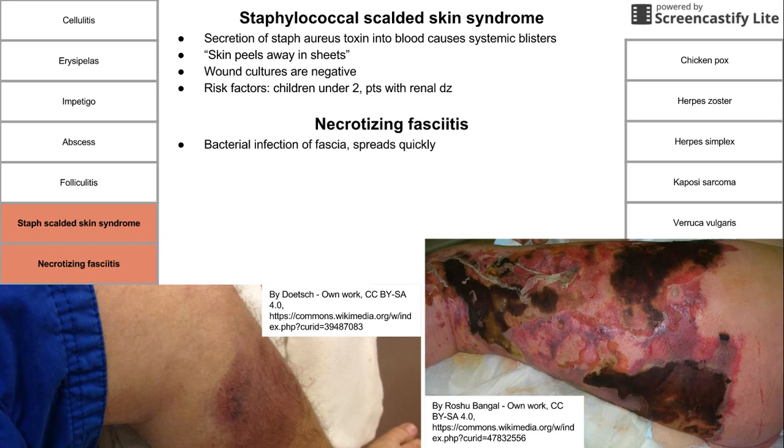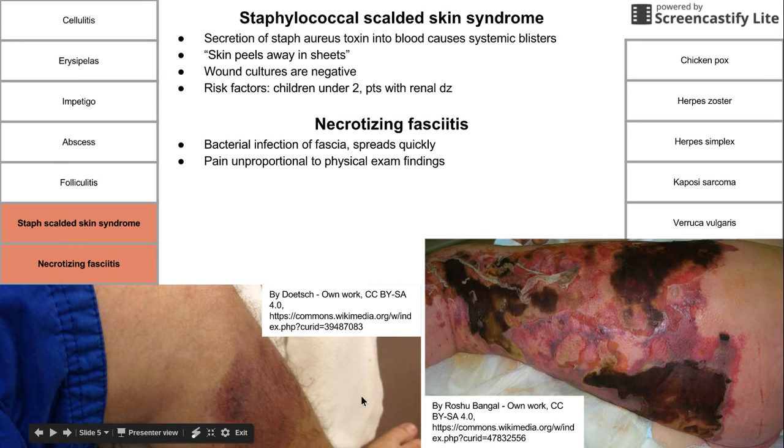Necrotizing fasciitis is a bacterial infection that spreads to the fascia, a deep layer of connective tissue, and this can spread very quickly throughout the skin. This is an example of necrotizing fasciitis, how it starts and how it progresses to spread throughout the entire skin.